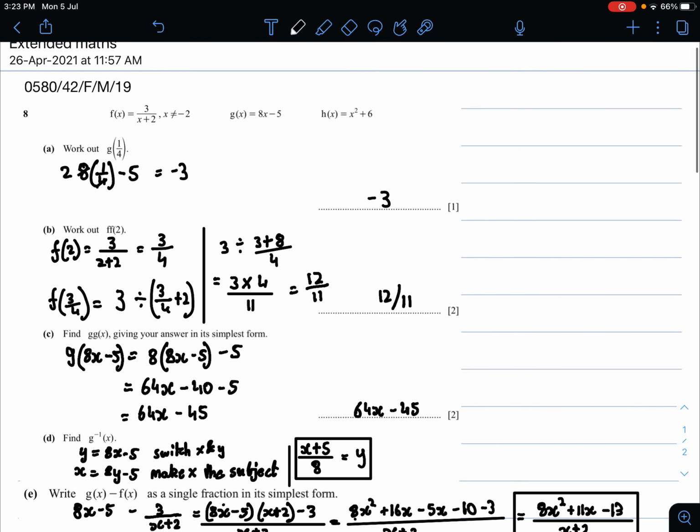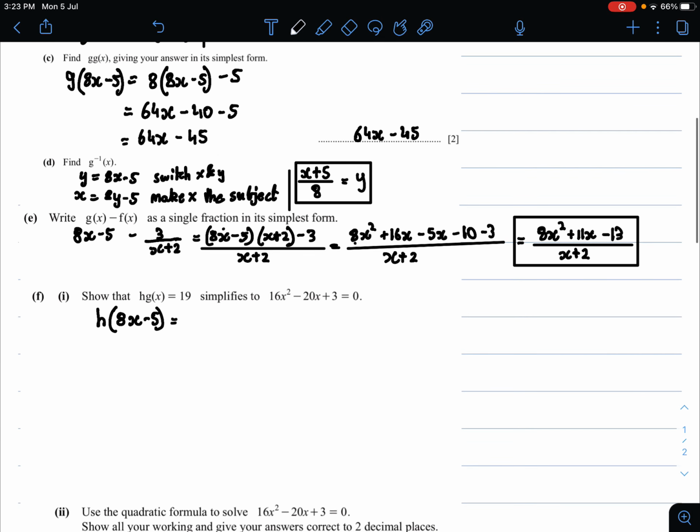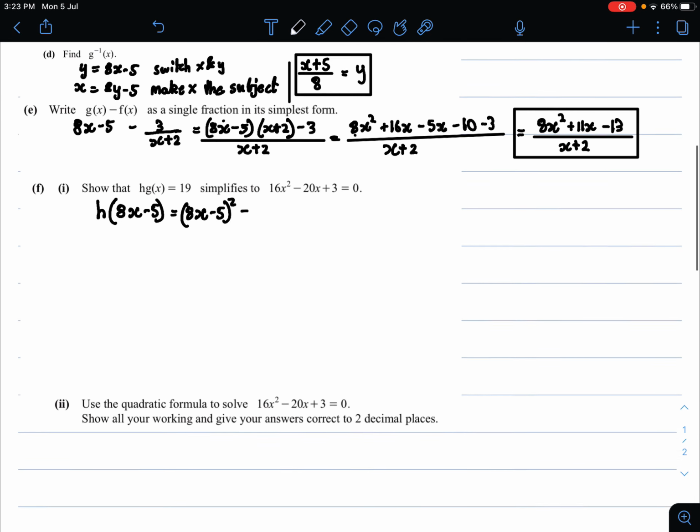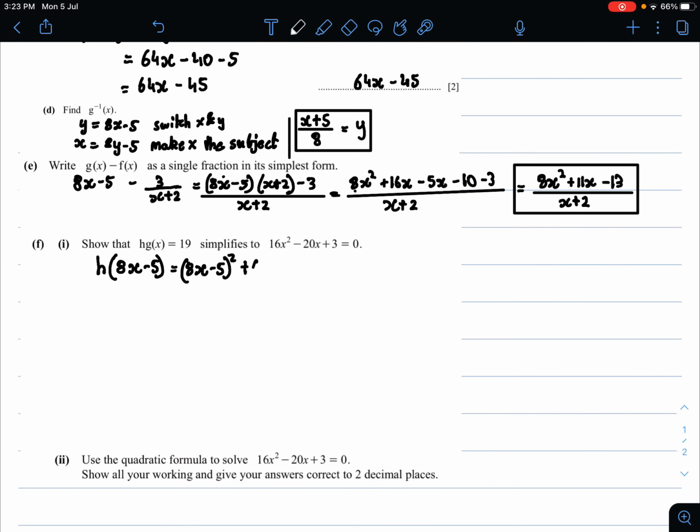So the h of x function is x square plus 6, so that would mean that we have to do 8x minus 5 the whole square plus 6, yeah. So plus 6 is equal to 19. So we can simply solve this.